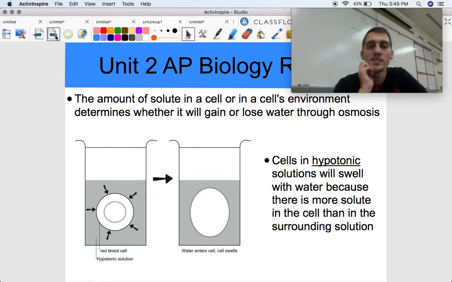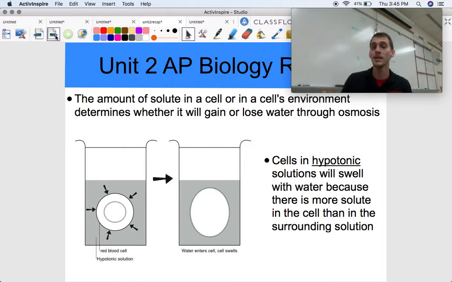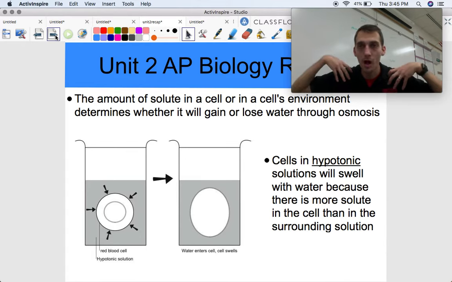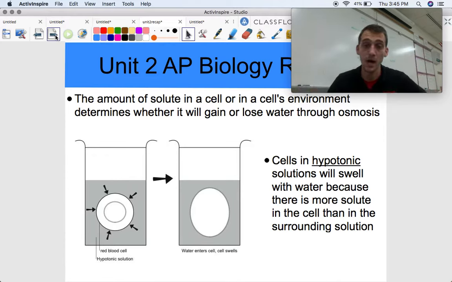Now, the amount of solute in a cell or in a cell's environment determines whether it will gain or lose water. It's super important to control that, because all living things need the right amount of water. Cells in a hypotonic solution will swell with water. That's not good, unless you're a plant, then it's good. Hypotonic solutions make cells swell because there's more solute in the cell than in the surrounding solution. If you're an animal cell absorbing too much water, you'll burst. But a plant cell absorbing more water than the environment is usually good because you're building up turgor pressure, which allows the plant to stay upright. So animal cells do not want to be hypotonic, and plant cells do.